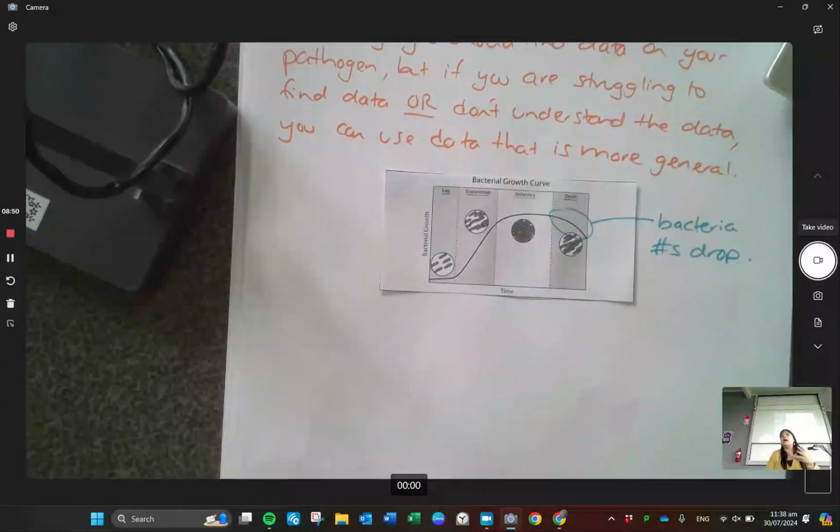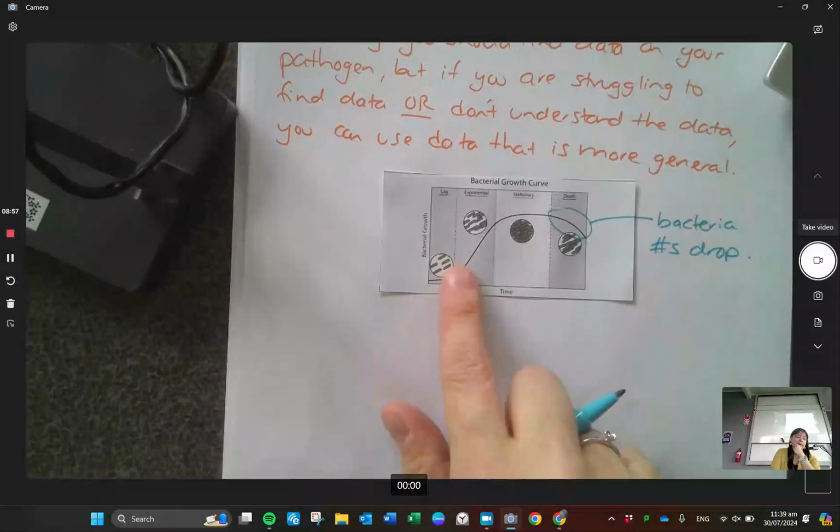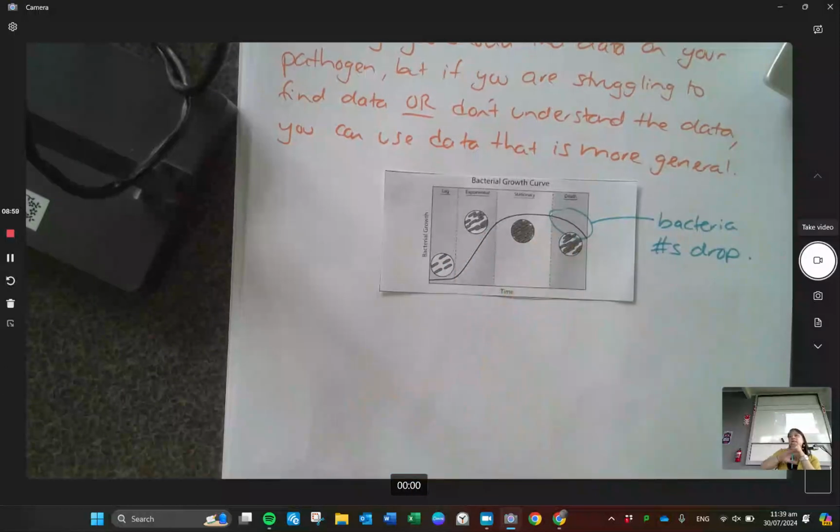So, why does the bacteria number drop? It's growing, it's reproducing, it's doubling, and then it stagnates, and then it starts to decrease and die. Why do they start dying? Any ideas?